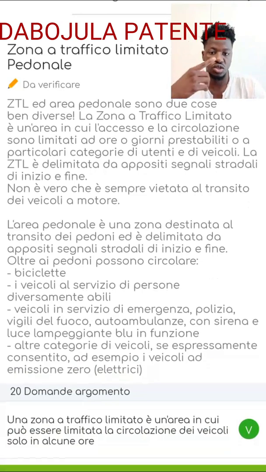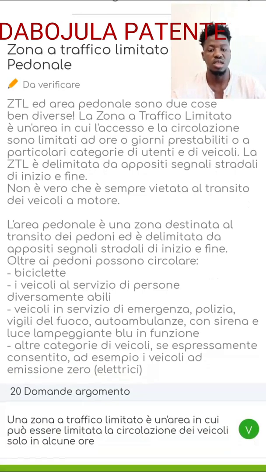I veicoli al servizio di persone diversamente abili. Vehicles that are at the service of people that are differently able are allowed to transit in pedestrian areas. Veicoli in servizio di emergenza, polizia, vigili del fuoco, autoambulanza, con sirene a luce lampeggiante blu in funzione. Vehicles that are in service of emergency, that could be police vehicles, fire service vehicles, auto ambulances.